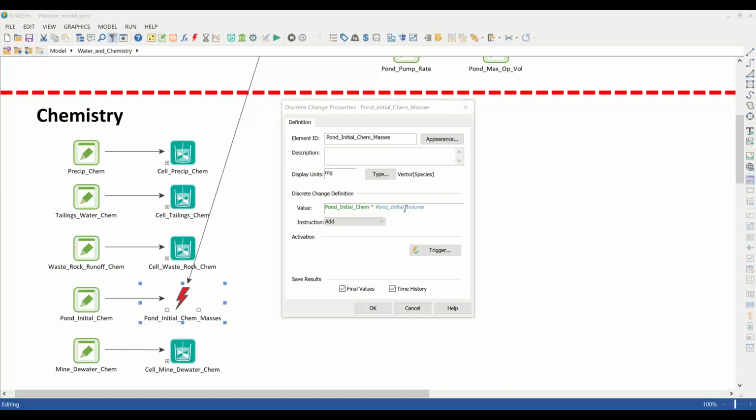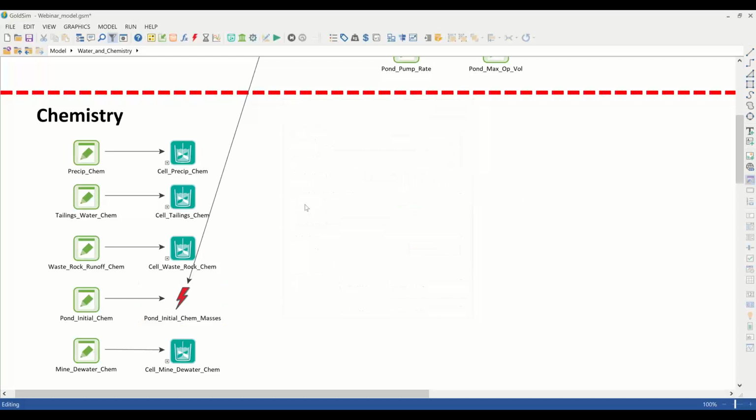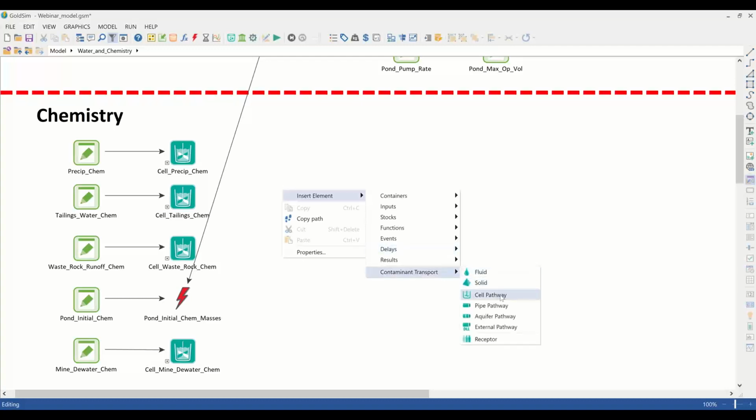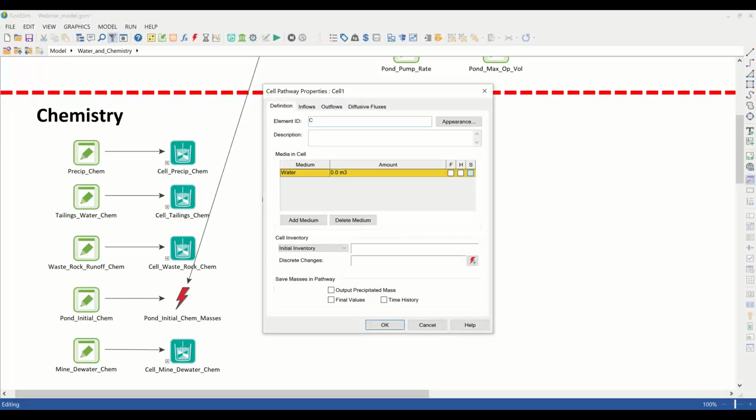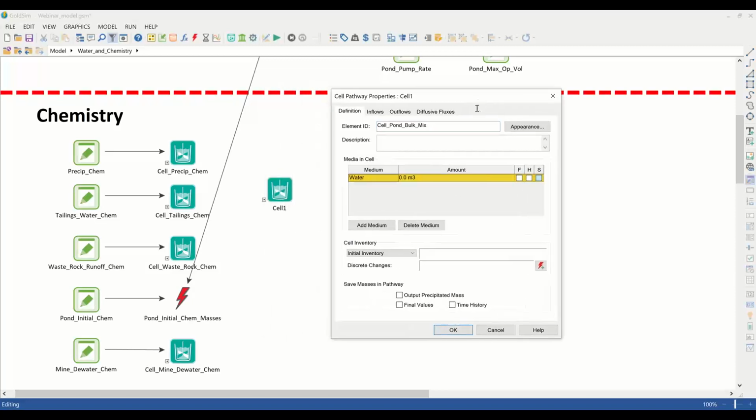So you can see that this is actually linked back to that initial volume as well. To actually start doing the mixing calculations, we need to combine the chemical inputs from each one of our components of the water balance into another cell pathway, which represents the chemistry of the pond itself. So I'm going to put in another cell pathway here, and I'm going to name it cell pond, and I'll call it the bulk mix, because this is before equilibration with Phreeqc. I'll move this over to the side.